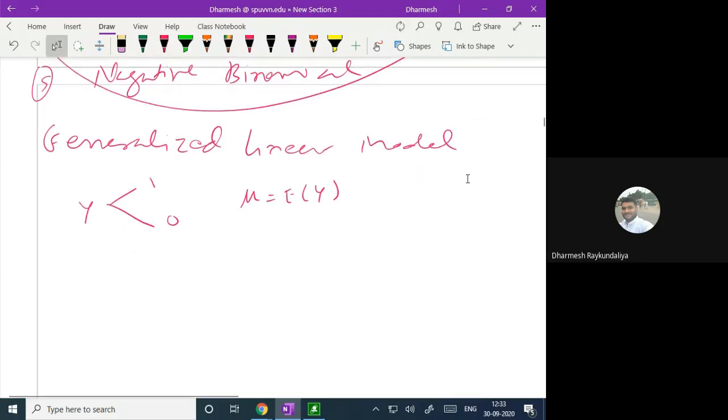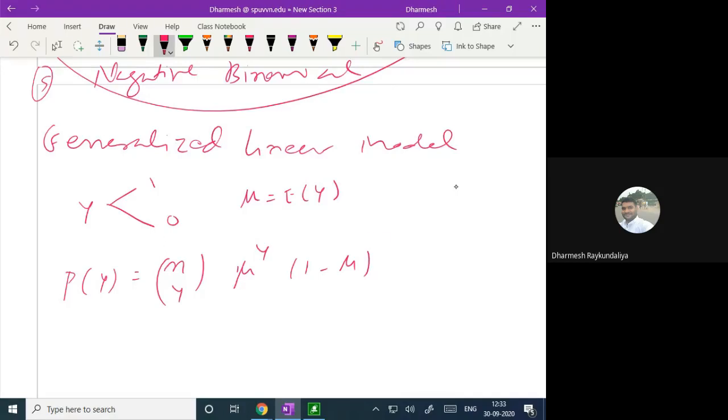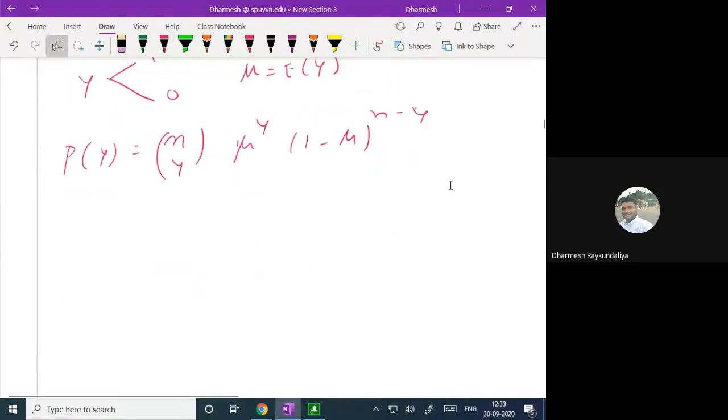The sum of Bernoullis is a binomial, and we compare with the binomial PMF, where you have mu raised to y with 1 minus mu raised to n minus y. With the exponential family of distributions, you will get the link function theta equal to log of mu upon 1 minus mu. We call it the logit link.